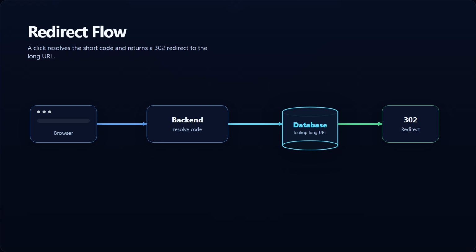The browser hits the short URL, the backend looks up the original destination, and then returns a redirect response. That sounds fast and simple, but there is one important detail here. Every click depends on a database read. And that is exactly where the naive version of this design starts running into trouble.